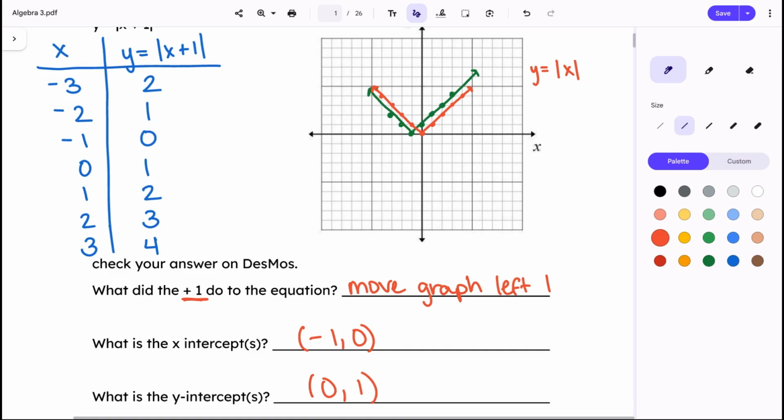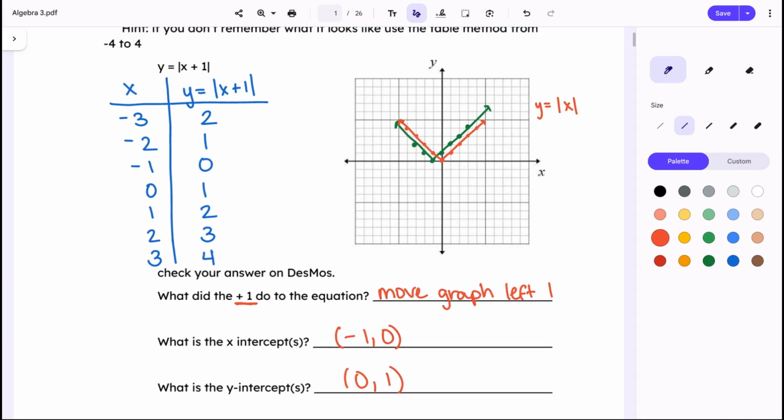So just a follow-up question on this one. What direction would it have gone if I had said the absolute value of x minus 2? It would go 2 to the right. It would go opposite.